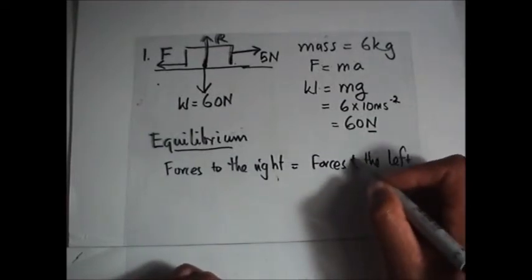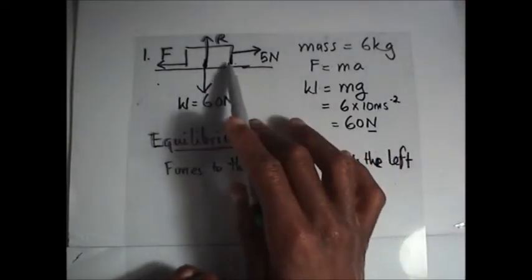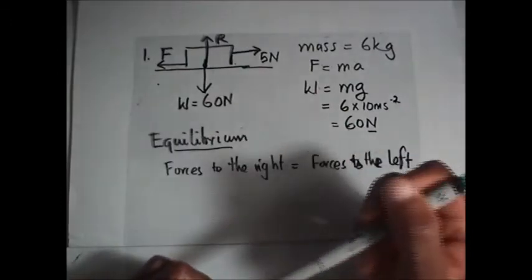Otherwise, if they were not equal, then there would be a resultant force. They would not balance each other out, and this thing would move, but it's not moving. So which means forces pulling to the right are equal to forces pulling to the left.